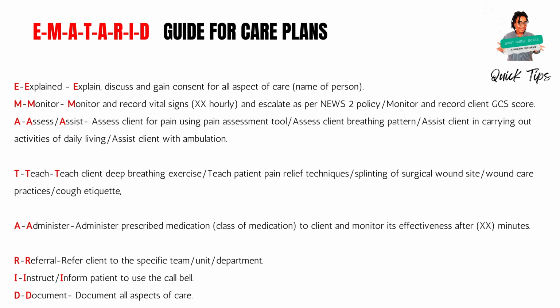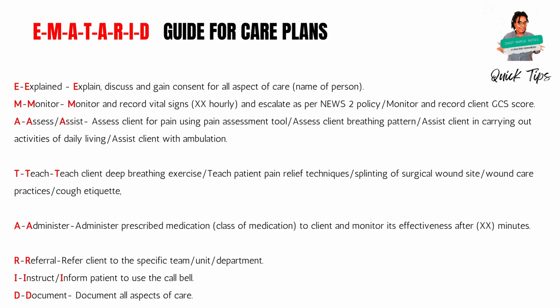A. A means to assess or assist. What are you going to assess? Or what are you going to assist with? Here are examples as to what you could assess. 1. Assess pain using the pain assessment tool. 2. Assess level of consciousness. 3. Assess nutritional intake. 4. Assess cranial nerves. 5. Assess mental status using PHQ-9 or 6CIT. 6. Assess respiratory status, signs of distress. 7. Assess blood glucose levels. 8. Assess for signs of bleeding, etc.